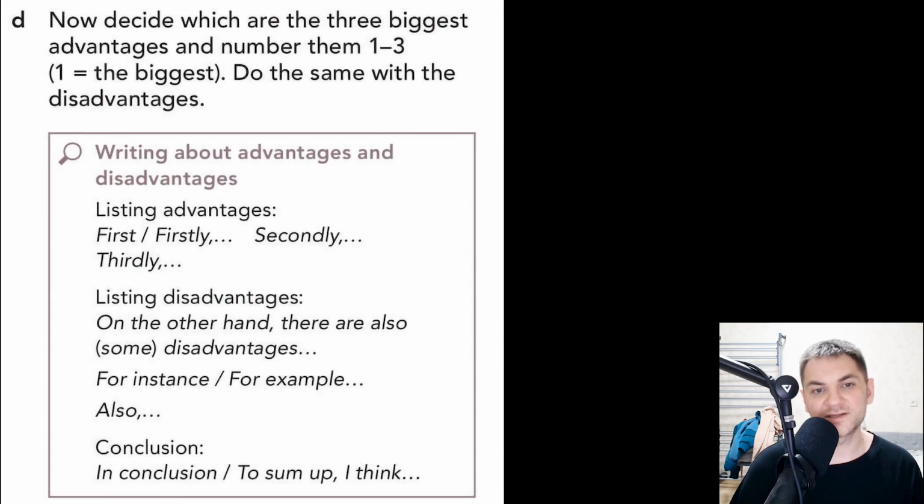Next, look at the Writing about advantages and disadvantages box. It gives you useful phrases for your article. So, to list advantages: firstly, secondly, thirdly, and so on. To list disadvantages: on the other hand, there are also some disadvantages, for example, also. To write a conclusion: in conclusion, to sum up, I think. These phrases will help your article sound organized and professional.